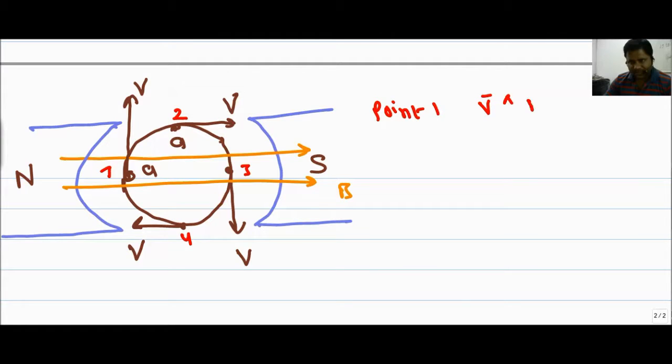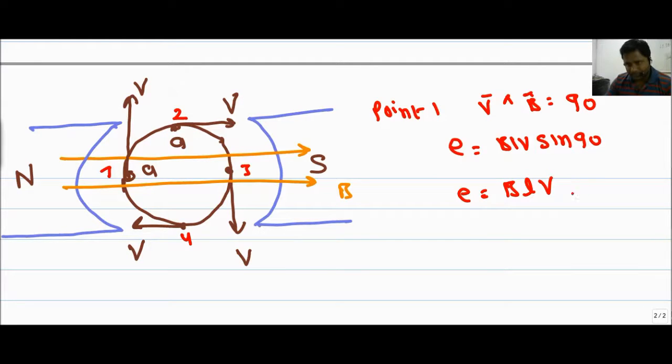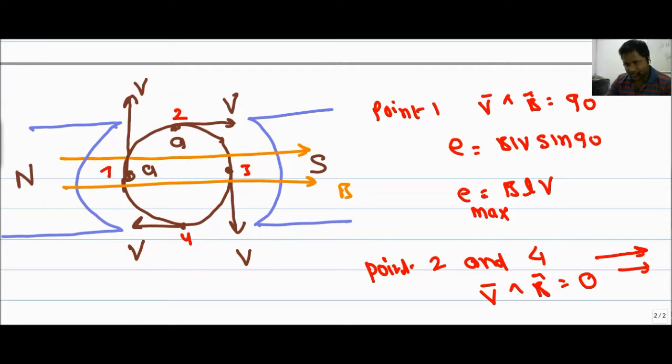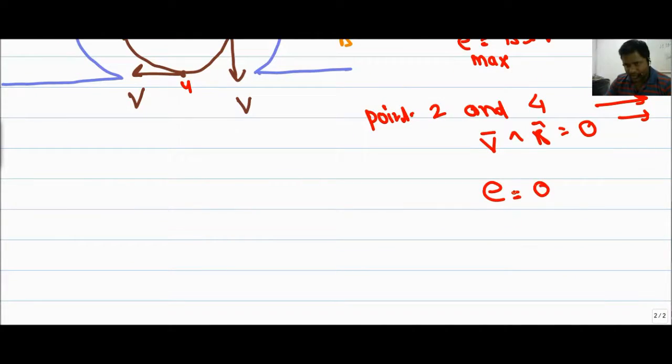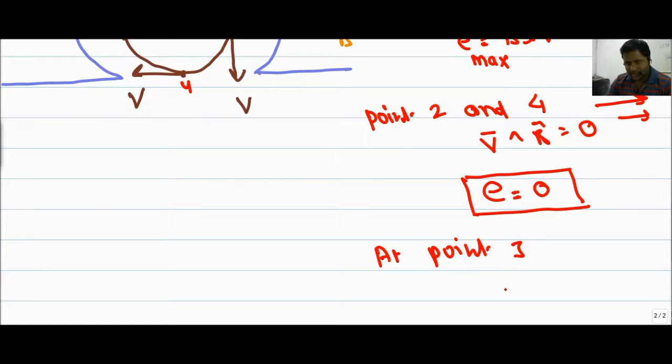At point 1, the angle between the velocity vector and the magnetic field is 90 degrees. So there is a maximum induced EMF: E equals B L V sin 90, which is E max equals B L V. Similarly, at points 2 and 4, the velocity vector and B have an angle of 0 because they are in the same direction. So E becomes 0 at points 2 and 4. And we have already seen that at point 3, E equals minus B L V.